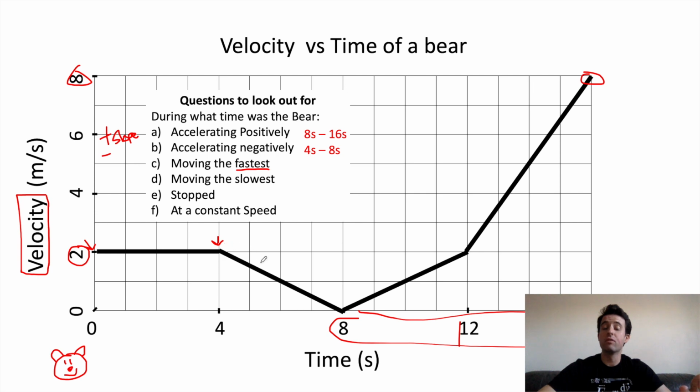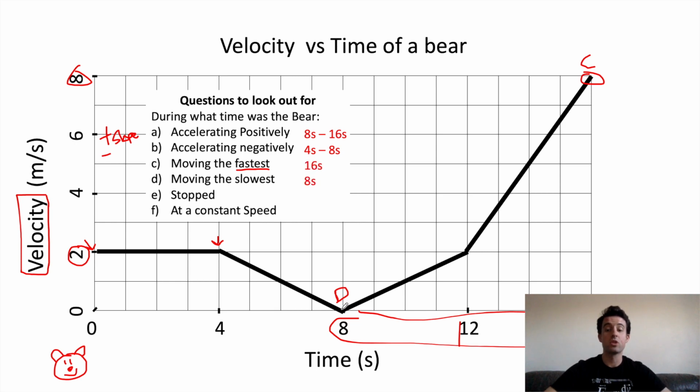You're accelerating negatively here from 4 to 8 seconds. That's where we see a negative slope, so that has to be the answer. Now, I said C and D would be different. We can pinpoint the exact time in terms of seconds as to when they were moving the fastest or the slowest. For fastest, it's exactly at 16 seconds, because at that time its velocity is the highest. It has a velocity of 8. That is the fastest speed.